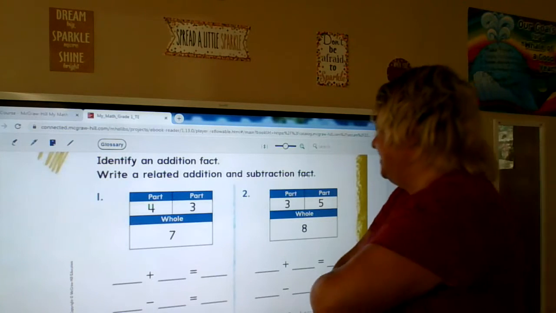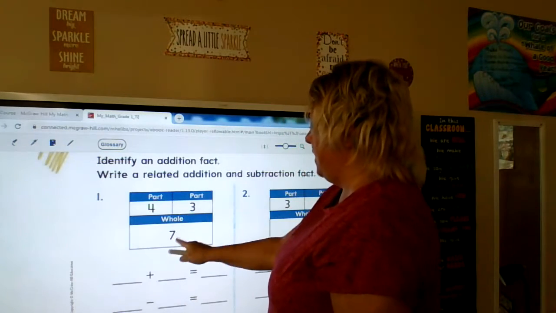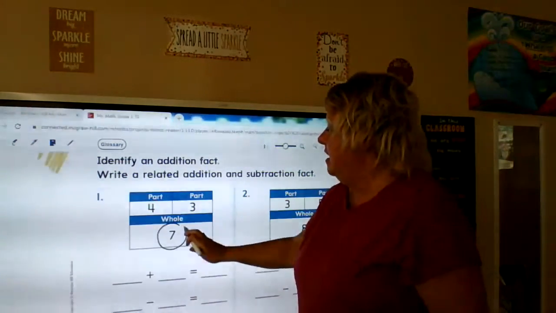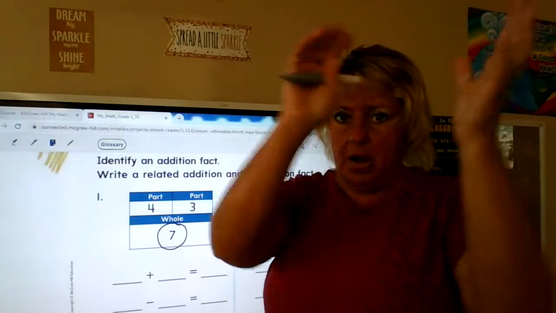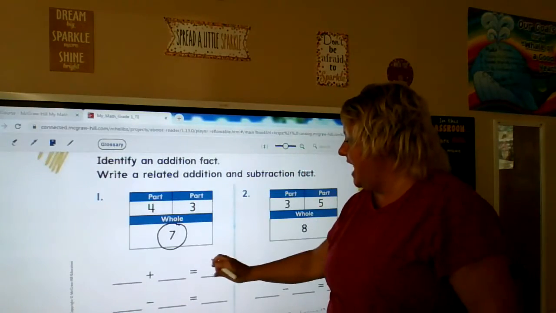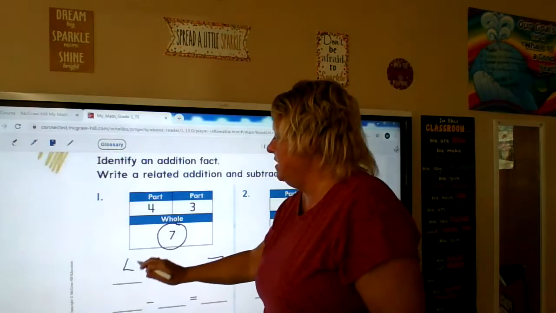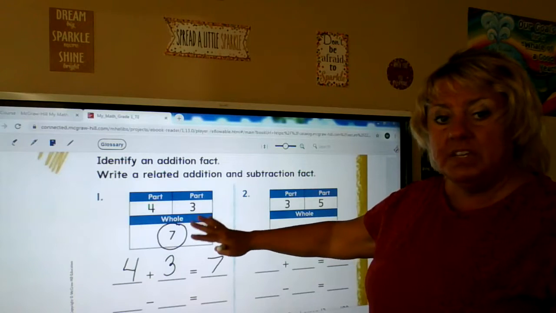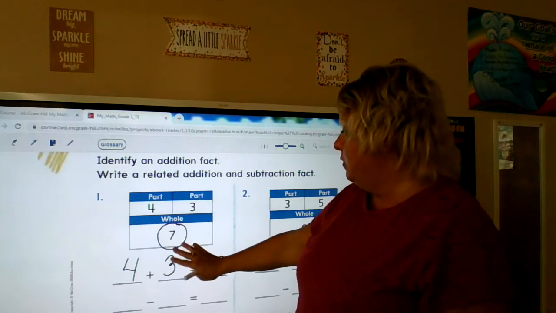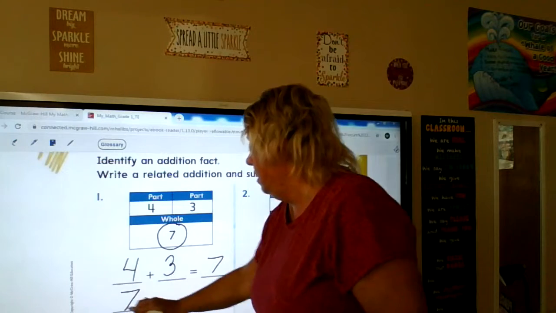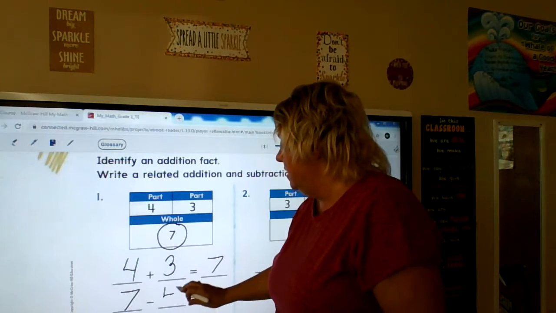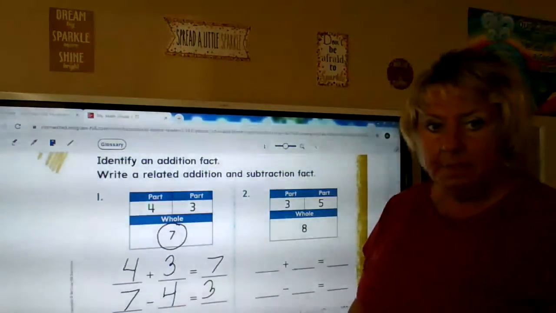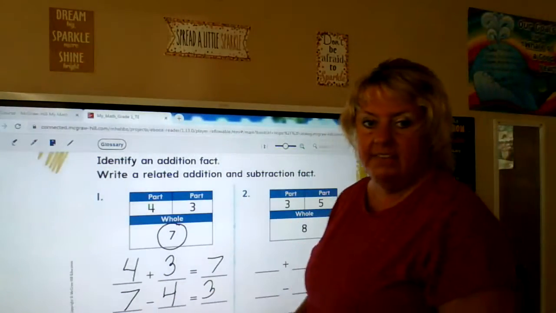Okay, here we go. I'm going to use a 4, a 3, and a 7. Remember that when we're doing addition, we take part, whole, so the whole comes last, and then we put the parts. 4 plus 3 is 7. When we do subtraction, we work backwards. We start with the whole. We take away a part. So if one part is 4, the other part is 3. Is 3 plus 4 7?